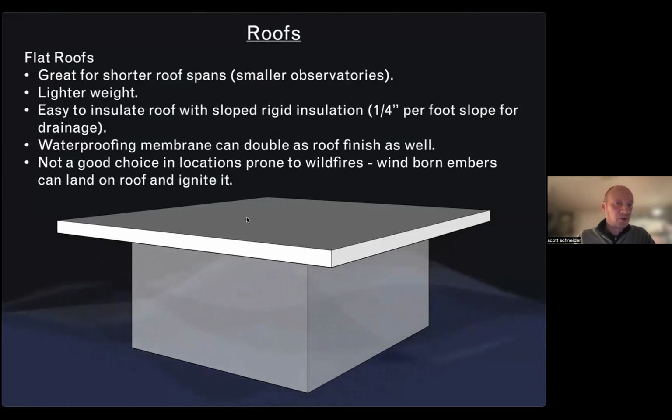You can actually use the waterproofing membrane as the roof finish, and depending on the type of waterproofing membrane, because there are many different ones, you can get colored membranes. So you would try and get something in a lighter color so that you're reflecting any solar heat that you might get from the sun. They're maybe not the best choice for areas that are prone to wildfires, because embers could sit on them and potentially ignite it.